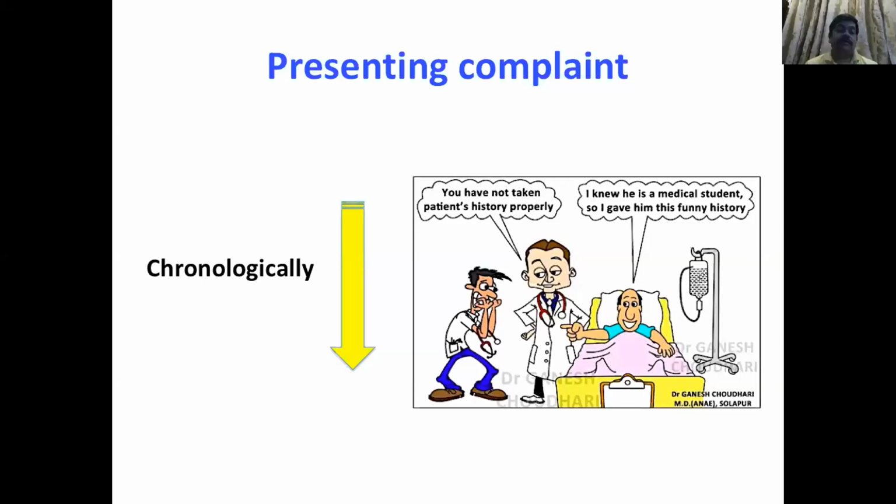You need to present it in chronological order, meaning the complaint which came first, for example, pain in the right hip for the last 3 months and limp in the right lower limb for the past 7 days. So whatever complaint comes first should be told first with the number of days or months, and whatever complaint came next comes next. So the presenting complaint has to be very clear and should come with the duration.